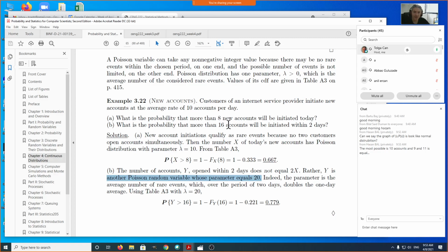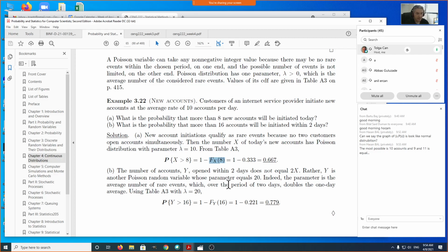So what is the probability that more than 8 accounts will be initiated today? The probability that X is greater than 8: since this is more than 8 accounts, the complement of this event is the probability that 8 or less accounts are going to be initiated today. Because if you're asked the probability of more than 8, that means 9 and onwards. What is the probability that 9, 10, 11, 12, or infinity number of accounts are initiated today? We look at the complement event: what is the probability that 8 or less accounts are initiated today? That's our cumulative distribution function.